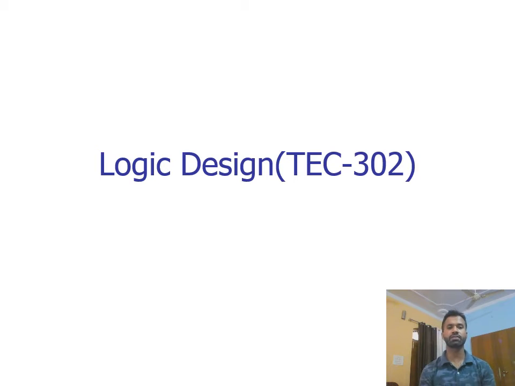The second unit is combinational circuits. Combinational circuits are circuits formed by the combination of gates, the logic gates. So we will be discussing the various combinational circuits like adder, subtractor, multiplexer, demultiplexer, encoder, decoder.